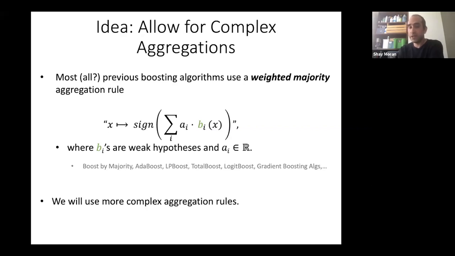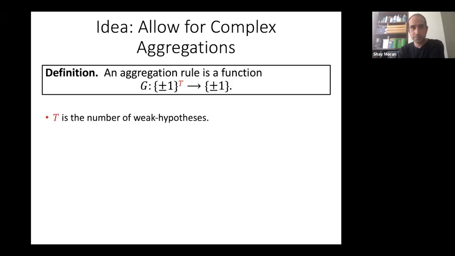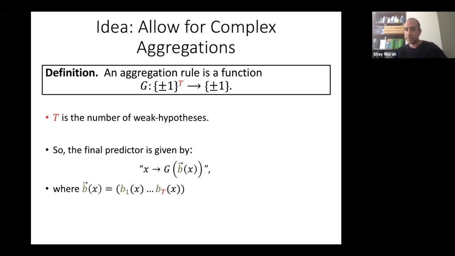And we will see that in order to circumvent the lower bound, we must use more complex aggregation rules. So what is an aggregation rule? It is simply a Boolean function, which takes the outputs of each of the weak hypotheses and outputs a bit, the output of the final predictor. So we train the weak learners, we obtain B1 up to BT, where T is the number of times we called the weak learning algorithm. And then the label of every X is given by this aggregation rule applied on this vector B of X.